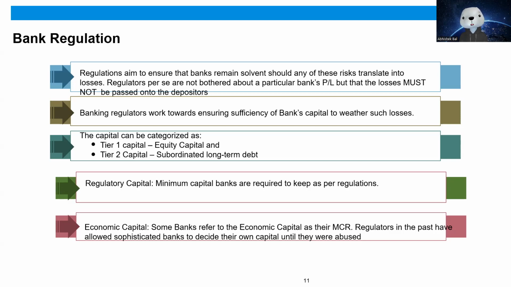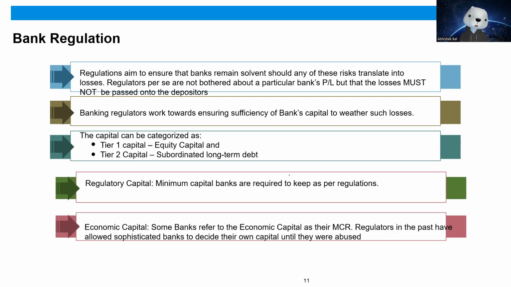Regulation per se is not quite biased towards any particular bank. They should not be. Their idea of banks' survival and sustenance is just to see that the depositors are not affected adversely. In other words, some unwarranted losses are not being passed on to the depositors under any circumstances.